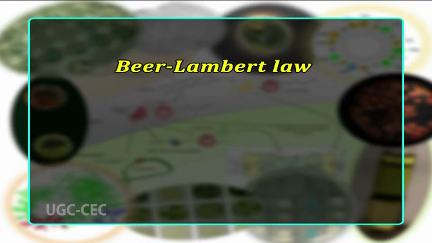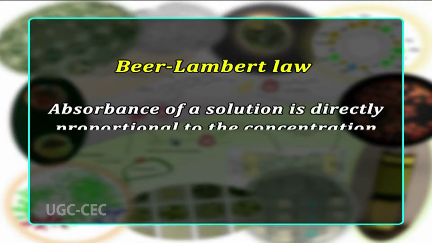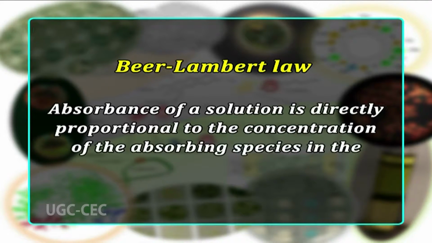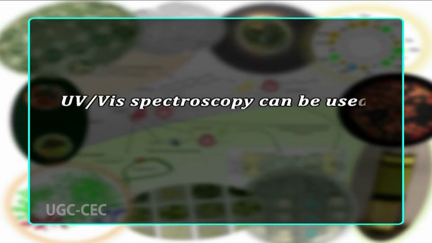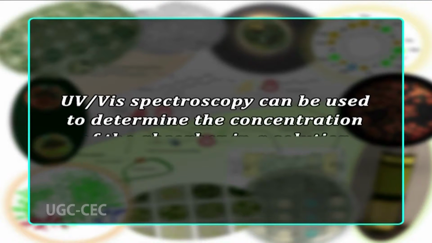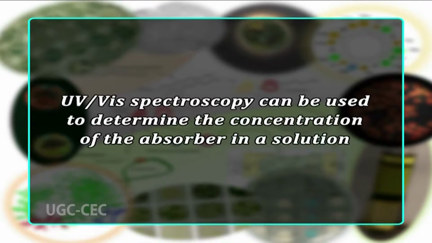The Beer-Lambert law states that the absorbance of a solution is directly proportional to the concentration of absorbing species in the solution and the path length. Thus, for a fixed path length, UV visible spectroscopy can be used to determine the concentration of the absorber in a solution. It is necessary to know how quickly the absorbance changes with the concentration.